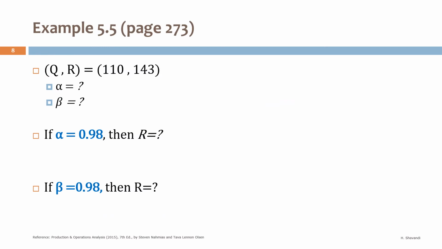So let's have an example here. Example 5.5 of our textbook. We had this example in the previous section, and I solved it in the live session previous week. If we recall those numbers, we obtained 110 for Q and 143 for the reorder point. So now let's see, by having this decision, what will be our service level in terms of type 1 and type 2.